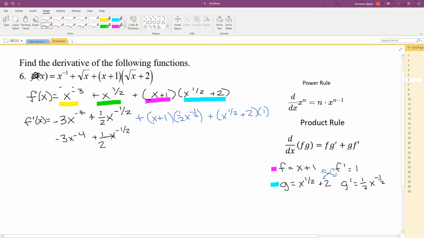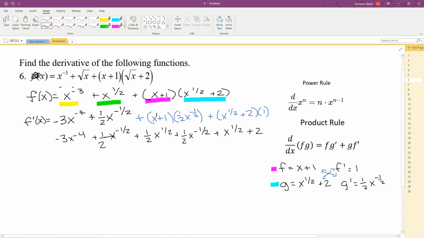Now this I'm going to use distributive property to try to figure out what this would be. So I'm going to have 1/2 times x to the negative 1/2. So this is x to the 1. So that's going to be 1/2 x to the 1/2. And then 1/2 x to the negative 1/2 times 1 is 1/2 x to the negative 1/2. And then this one is nice because I'm only multiplying by 1. So I'm going to have plus x to the 1/2 plus 2.